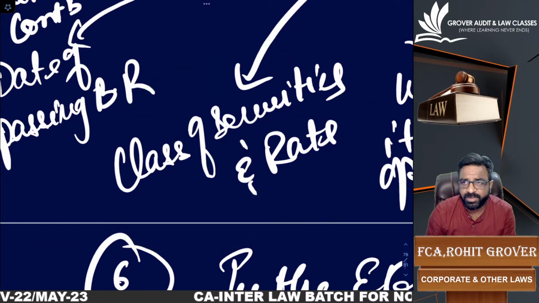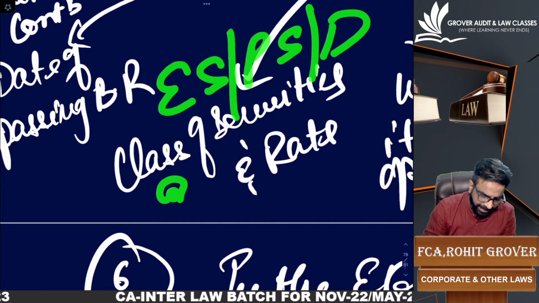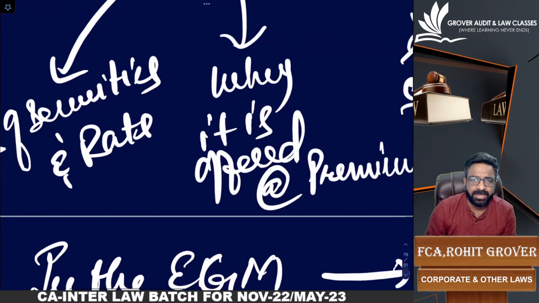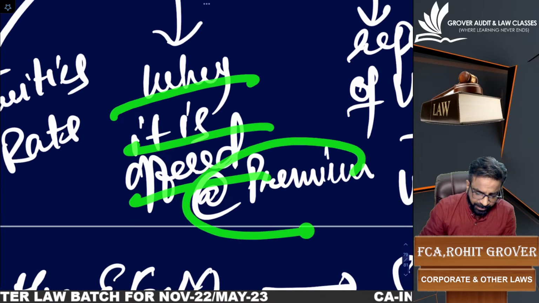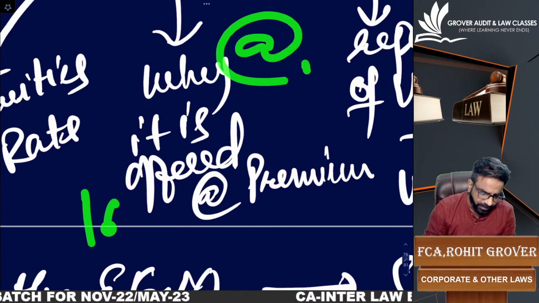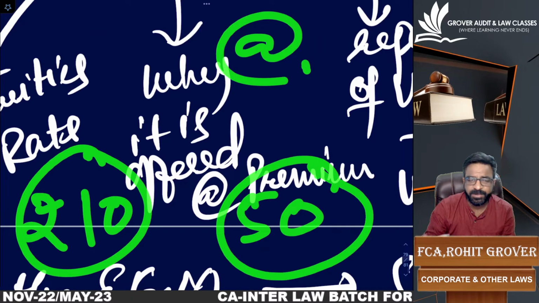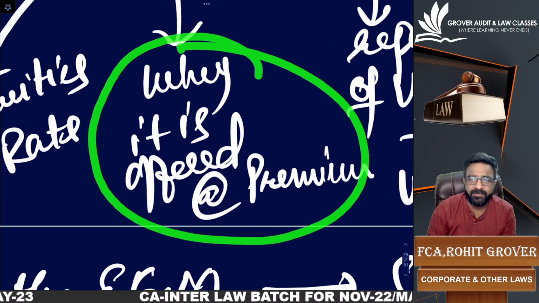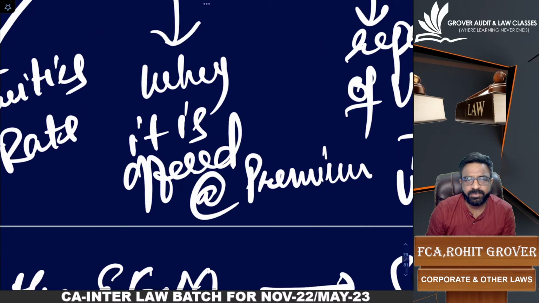So which class of securities are we giving? Are we giving equity shares, preference shares, or debentures? And at what rate, what price, are we going to offer them? Am I correct? Next information we are giving is why it is offered at a premium. If we are issuing the shares at a premium, tell me, what is the par value of the share? 10 rupees. I am offering at 50 rupees. How much premium am I collecting? 40. So tell me, everyone, do I have to tell them why we are collecting the premium and whether it is justified or not? Yes, sir. Yes, I have to tell the shareholders.